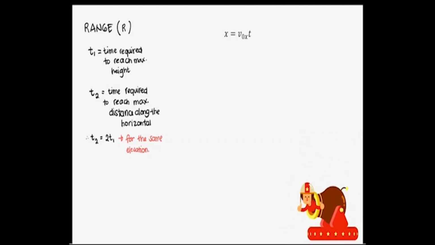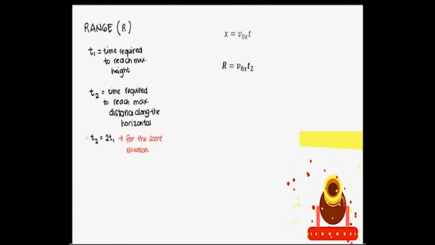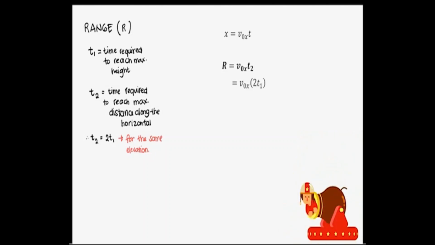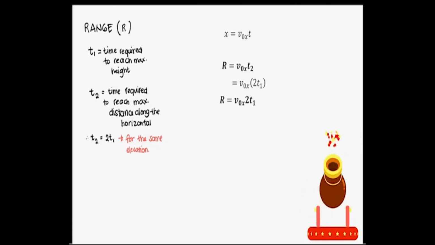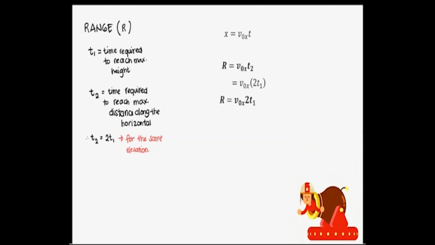Now, recall that the horizontal position at any time for a projectile is just equal to v sub 0x t. Substituting the values for t here, R is just equal to v sub 0x t sub 2. t sub 2 is the time required to reach the maximum distance along the horizontal. Okay? Now, substituting the value for t sub 2, which is equal to 2 times t sub 1, range is also equal to v sub 0x times 2 times t sub 1.